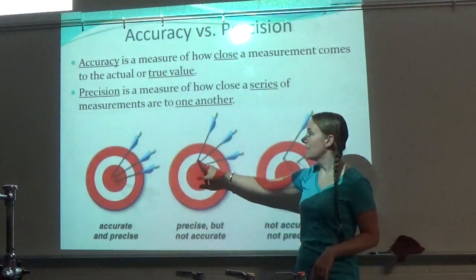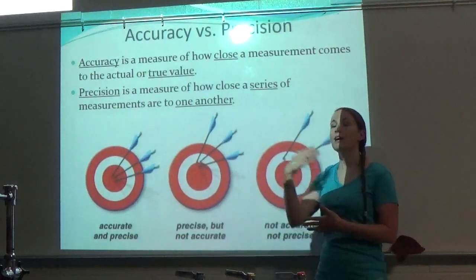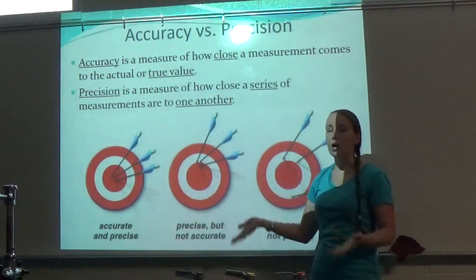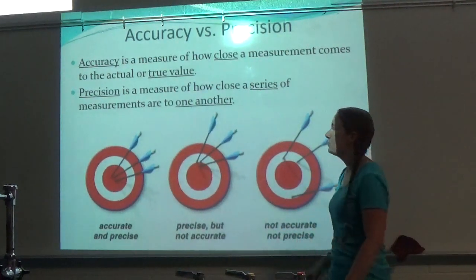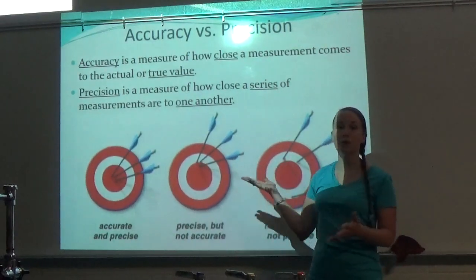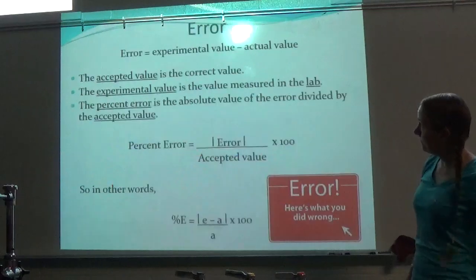A lot of y'all do that in class if you're working on a math problem. You might keep getting 24, but keep coming to me and I say, sorry, the answer is 168. So you were precise, you kept getting 24, but it still wasn't accurate. So you really want to be both in science.